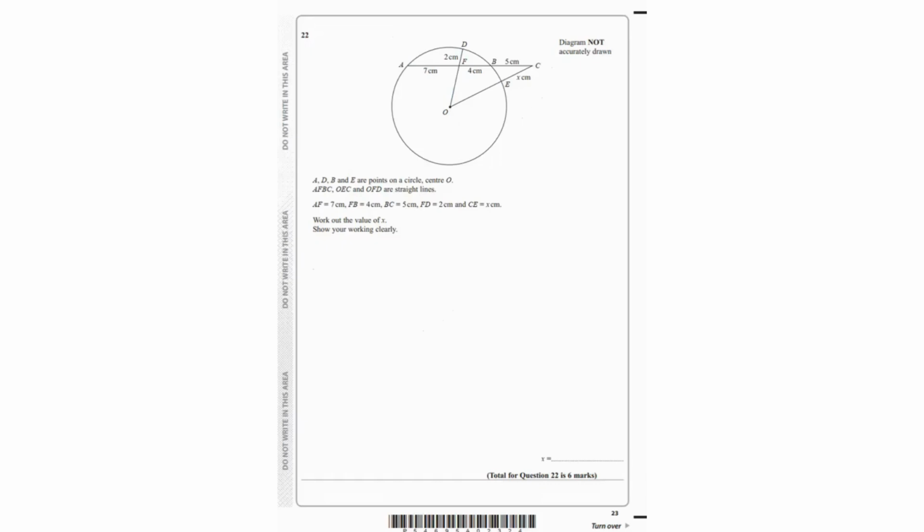As you can see, O is the center, which means OE and OD are basically the radius. So let me call this R. And since this part is 2, that means this is going to be R minus 2, because the entire OD is R. So we have 2 chords and then we have 2 secants as well. For the chords, it's going to be AF times FB equals OF times FD. So AF is 7 times 4 equals R minus 2 times 2.